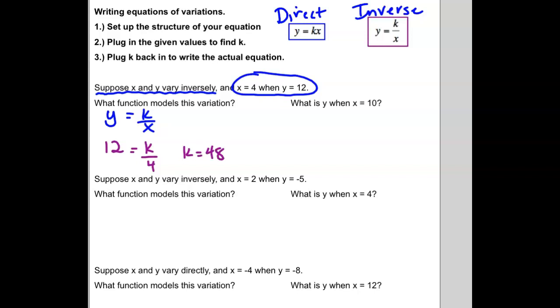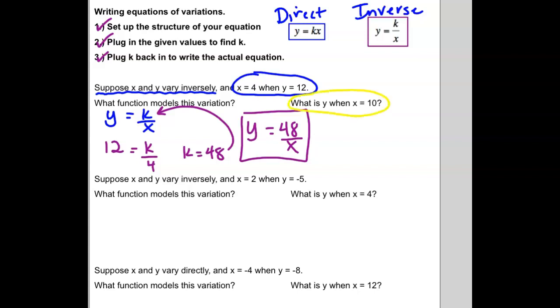And so once we know our k value, we can write our equation. So we set up our structure, we plugged our values in to find k. Now we're going to put k back into our actual equation. And we're going to say y equals 48 divided by x. That is the equation that models this situation. Once we have that equation, we can then answer this type. So what would y have to be if x is 10? So we can plug a 10 in there. 48 divided by 10, we would get y being 4.8.